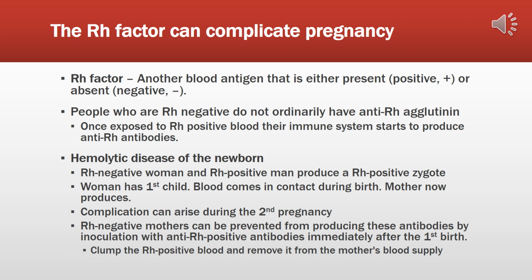However, Rh negative mothers can be prevented from producing the anti-Rh agglutinin by being inoculated with anti-Rh positive antibodies immediately after the first birth. And this causes the Rh positive blood of the infant to clump, so that it is then removed from the mother's blood system so that her immune system doesn't react to it, and we avoid this problem.